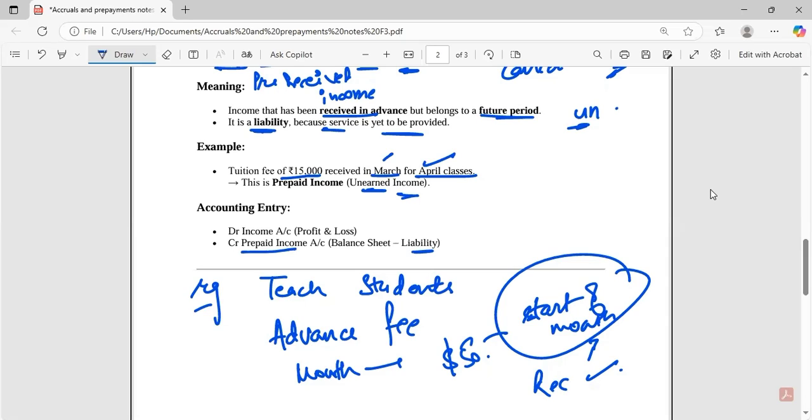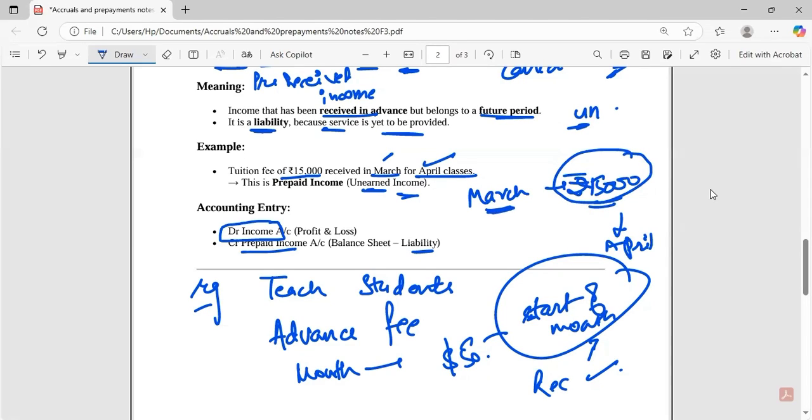And now see, we will debit here income. Why did we debit it? Because in the month of March, I received this 15,000, but this 15,000 relates to the month of April. So I should remove the effect of this 15,000 from the month of March. Since this is an income and incomes have credit balance, in order to remove it, I will debit it now. I cannot show it in the month of March because it relates to the month of April, so I will show it in the month of April only.